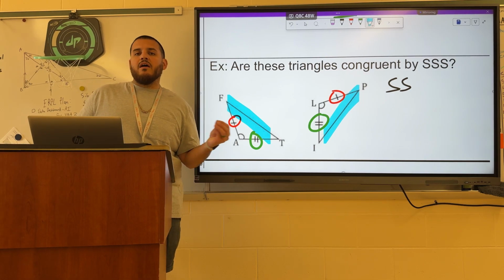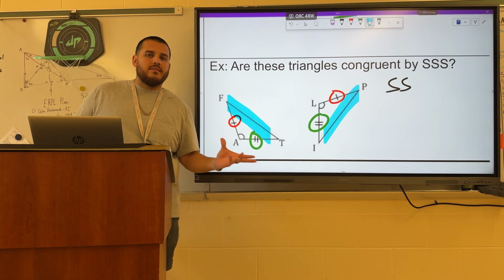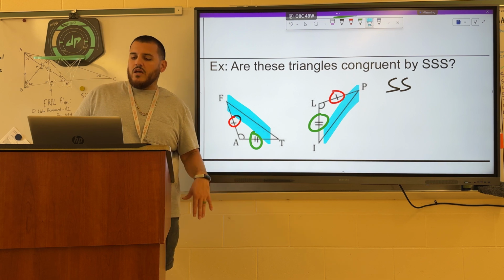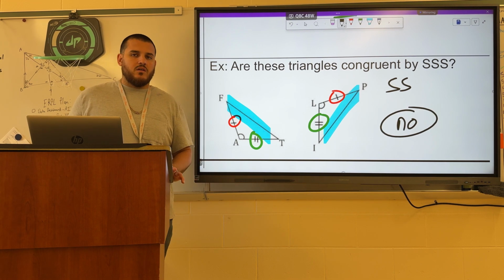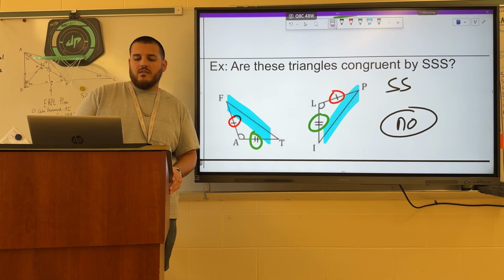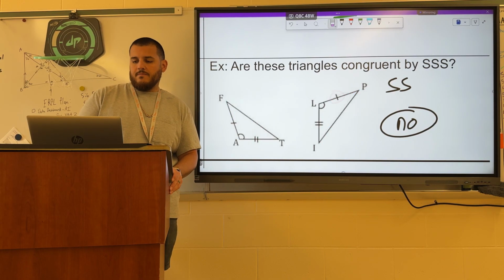So we do not have evidence of the side-side-side theorem in these two triangles. So the answer to this would be no. We cannot prove these are congruent by the side-side-side theorem as is.